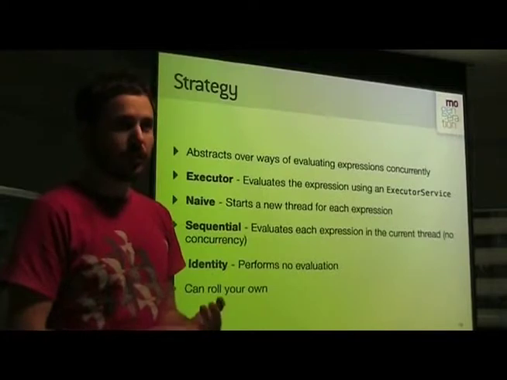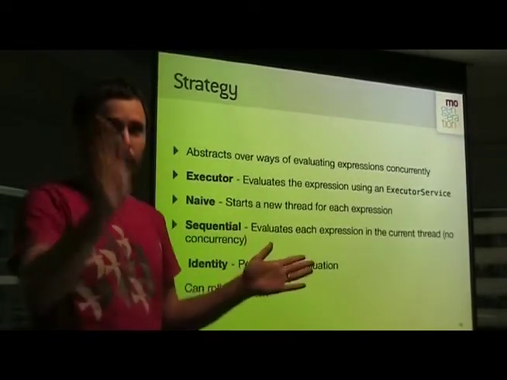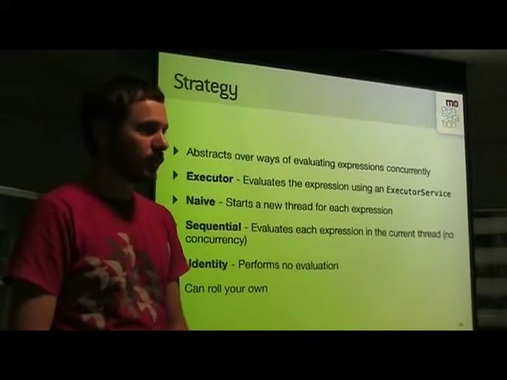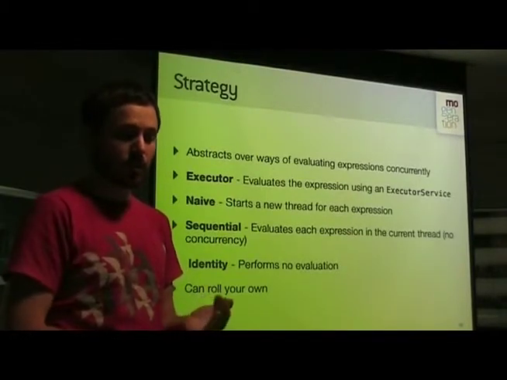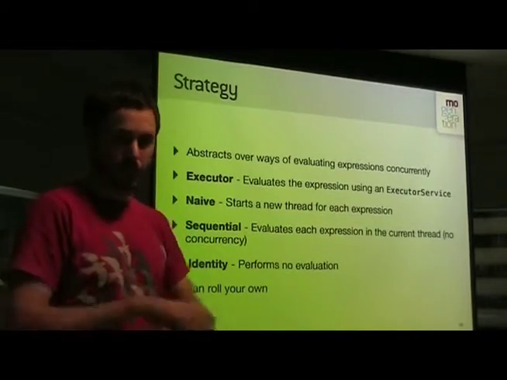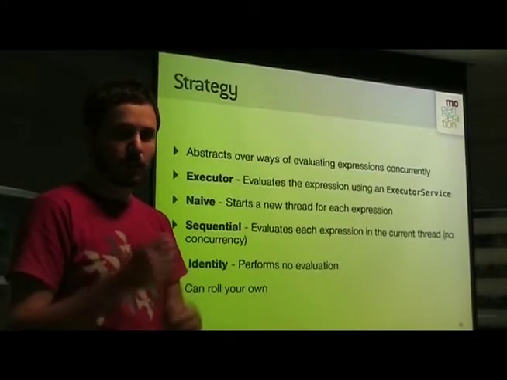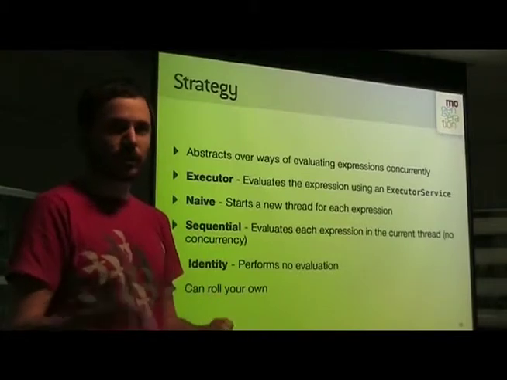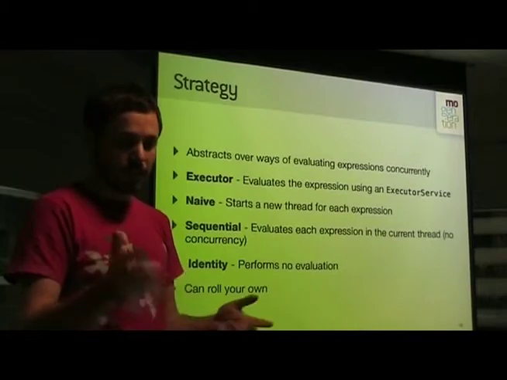The next one is a naive strategy. So basically each time you send a message to an actor, it starts up and it runs and it does its work. So that's pretty naive. It'll soon exhaust probably the limits of your system. The next one is a sequential actor, and that just evaluates each one in succession. So this is just no concurrency. It just sticks it on a queue and you just run it as you use it. People who do GUI programming might be used to a run loop, or a worker thread or something like that. So you could kind of think about it like that. Identity just does nothing.